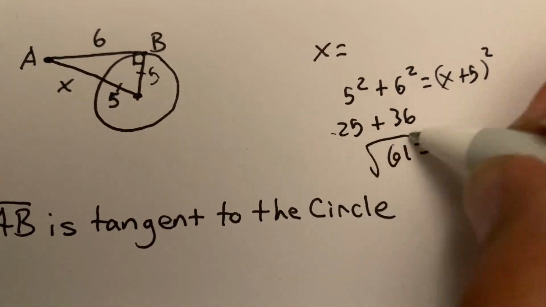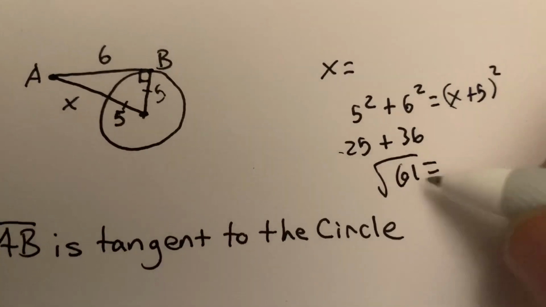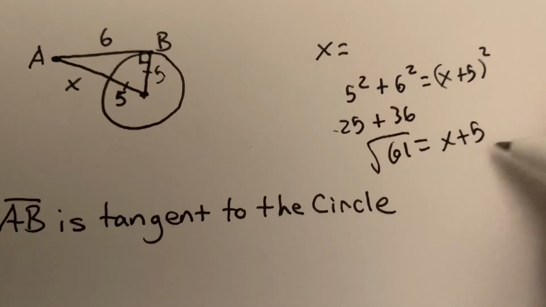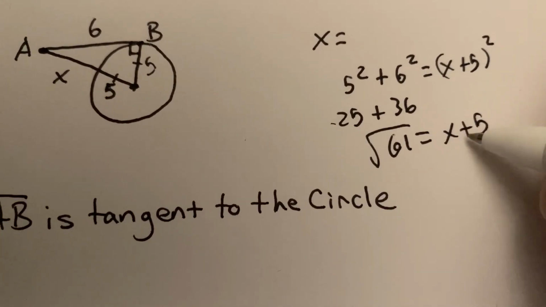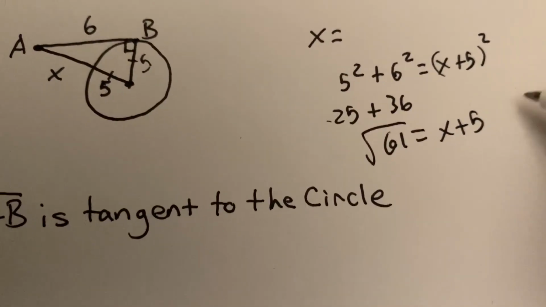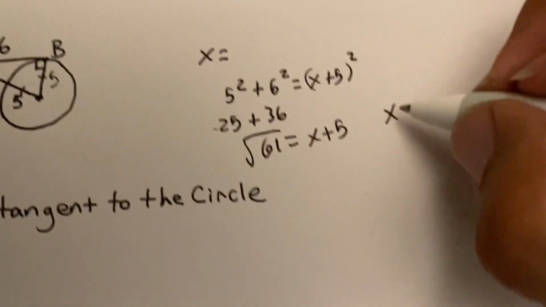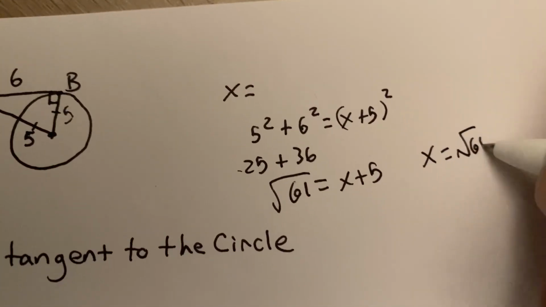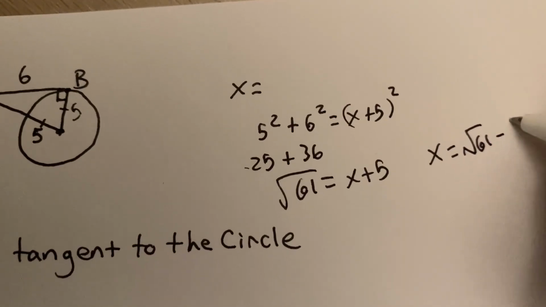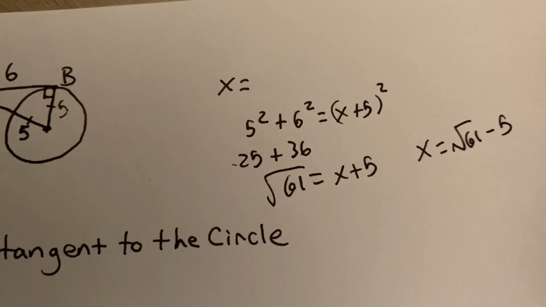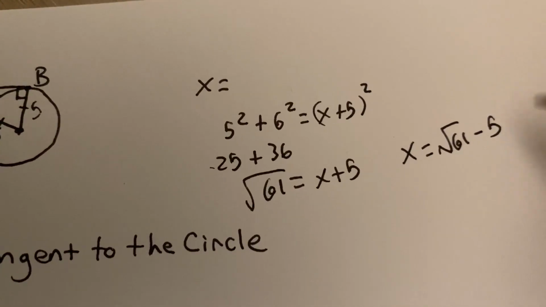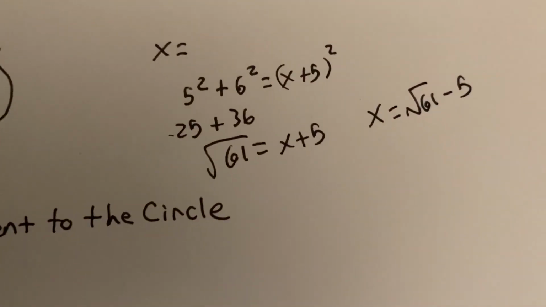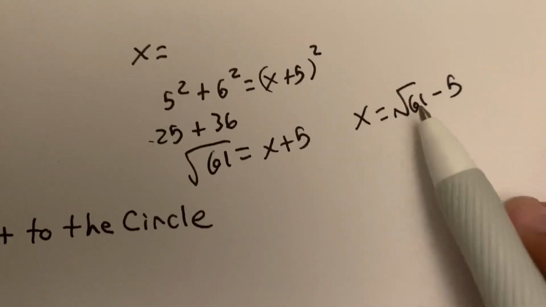So 61 equals the third side squared, right? If we square root both sides, the answer is going to be x plus 5. Then I'm going to subtract 5 on both sides. So in this odd scenario, where I don't have a calculator, x equals the square root of 61 minus 5. It's going to stay only positive because we're doing geometry, and there's no such thing as a negative length in geometry. So the answer would be the square root of 61 minus 5.